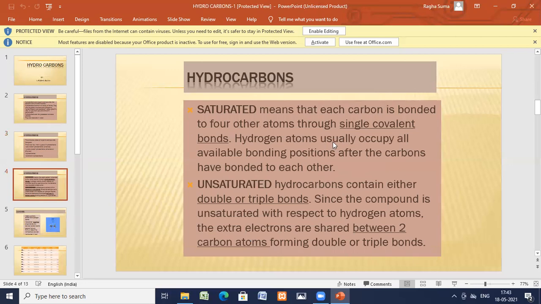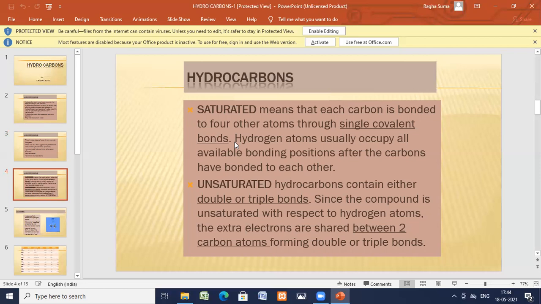Saturated means each carbon is bonded to 4 other atoms through single covalent bonds. Hydrogen atoms usually occupy the available bonding positions after the carbons are bonded to each other. So saturation means each carbon is bonded to 4 other atoms through single covalent bonds. That is the sigma bond.